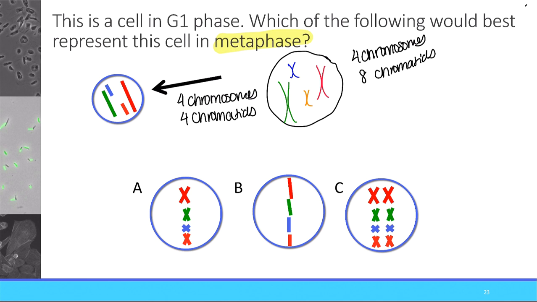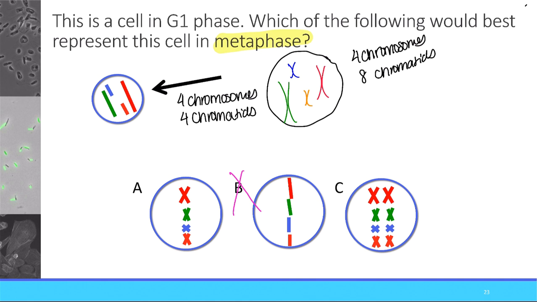Metaphase is where the chromosomes have lined up in the middle. If we take a look at our choices A, B, and C, all of those look like they have lined up in the middle. So let's see if we can start crossing off some of these answers based on the number of chromosomes and number of chromatids that we need. Right away, if we take a look at B, those chromosomes are not replicated. So we can right off the bat cross this one off. That leaves us with A and C.